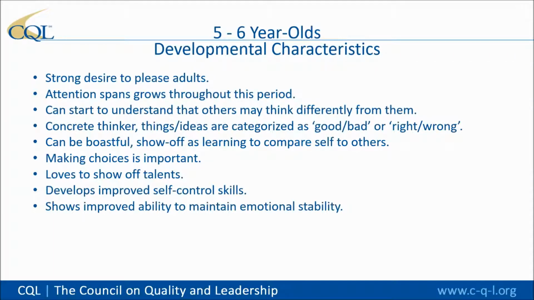Children can start to understand that others may think differently from them. They become more concrete thinkers, and things and ideas are categorized as good or bad or right or wrong. And that's why when I talked about the one slide about thinking about what a parent's disciplinary way is, to look at some of the words: good, bad, right, wrong.